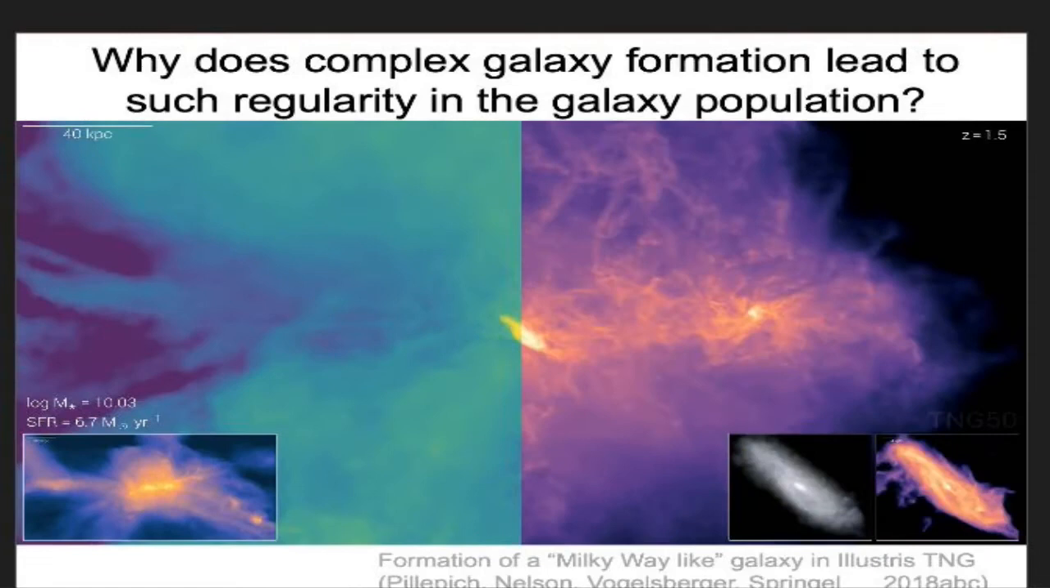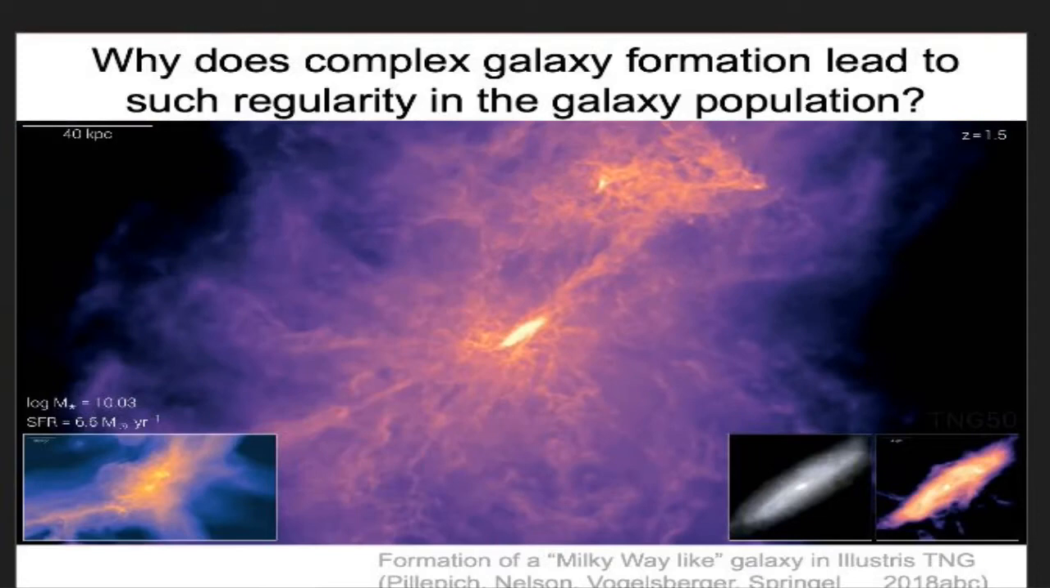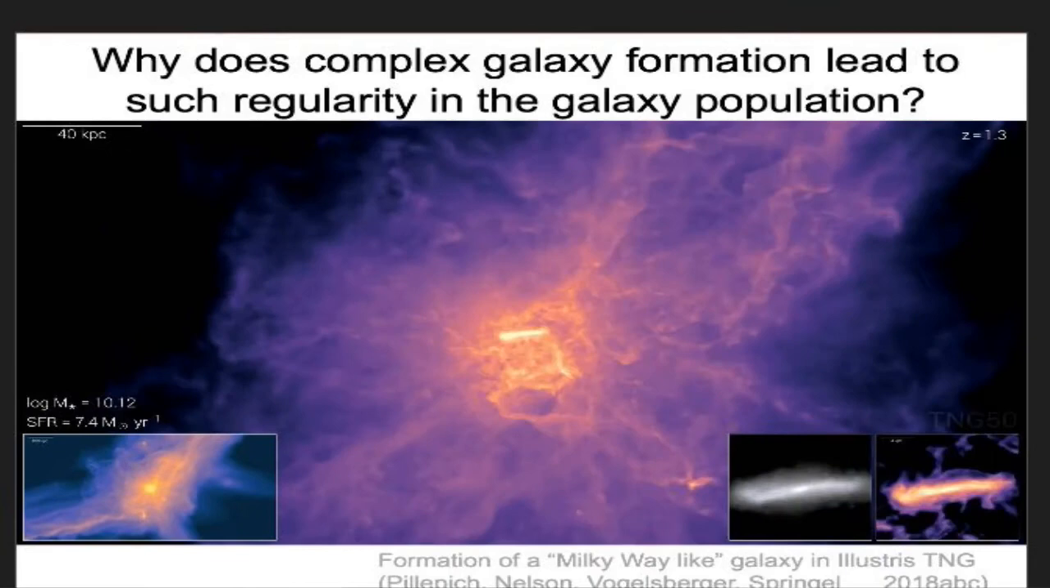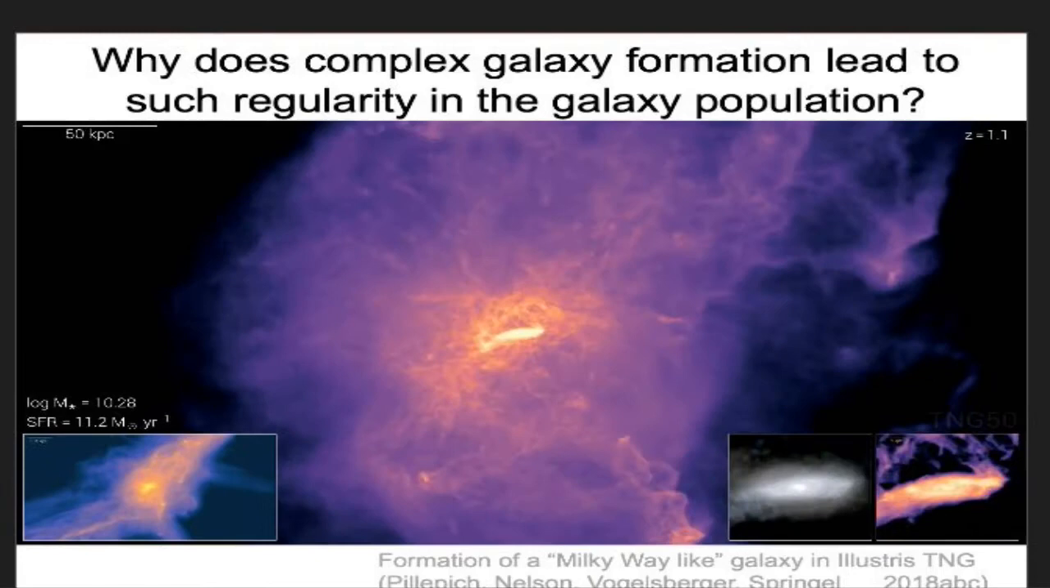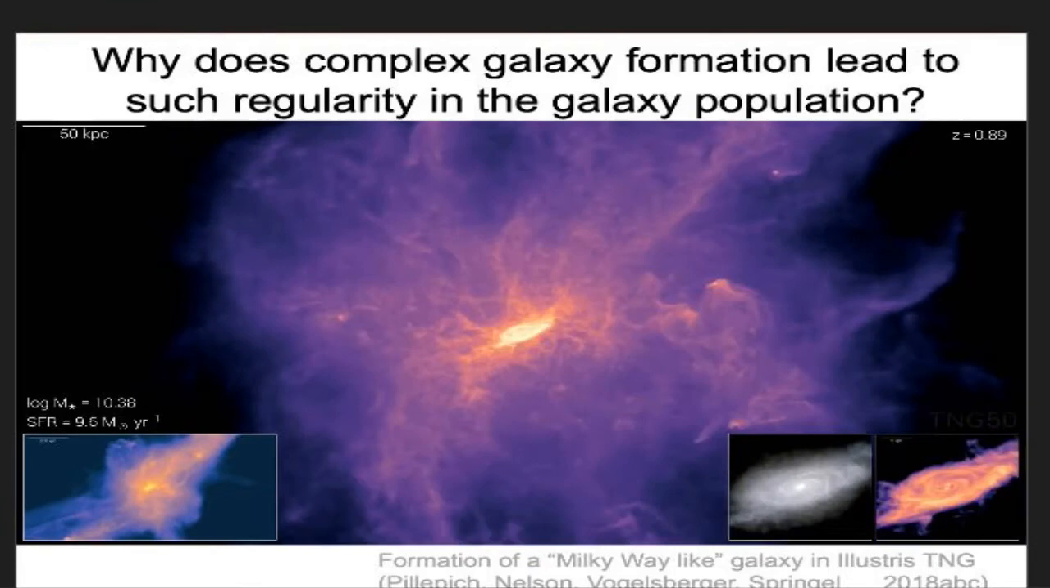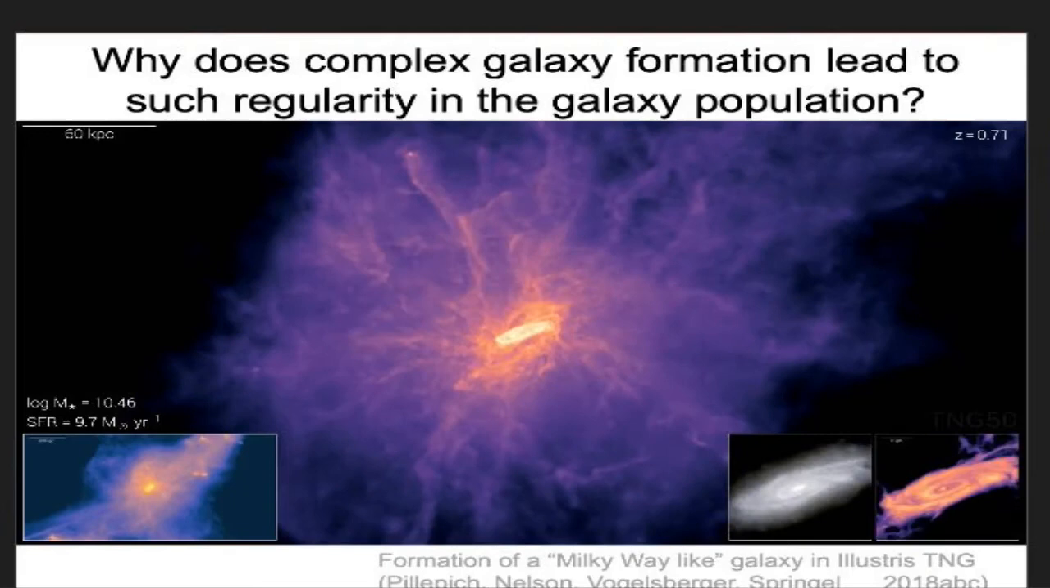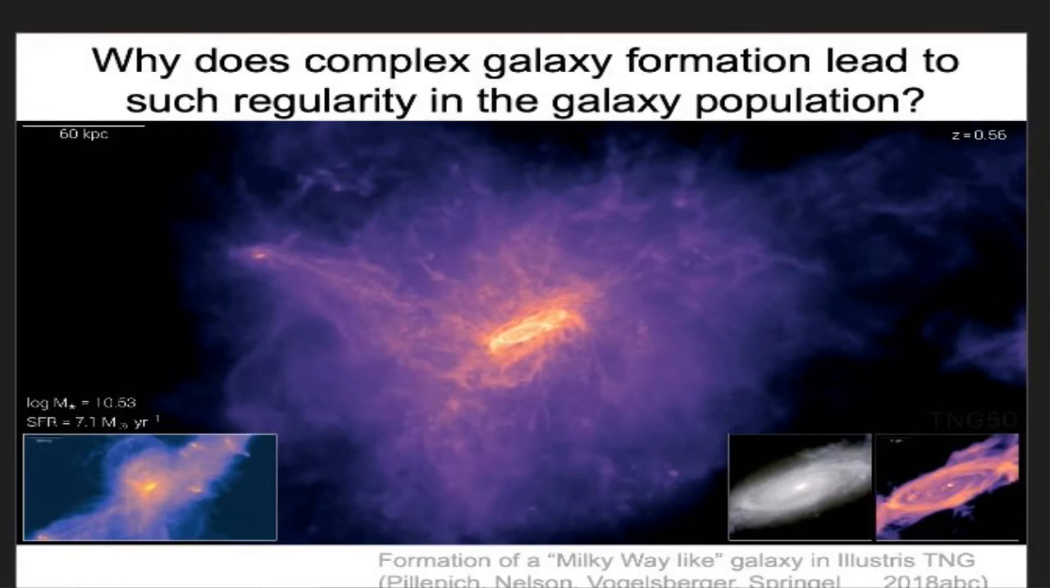And from my perspective, the most remarkable thing about this is the question of why does this, shown here in a movie, complex galaxy formation, lead to such regularity in the population of galaxies. I give you the total stellar mass of a galaxy. There are many other things you can guess about this galaxy, its shape, its mean metallicity, mean stellar age, etc. But also within a galaxy, there is an immense amount of regularity.